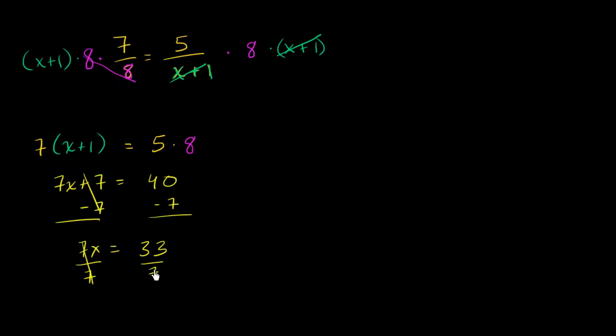And if we want to write that as a mixed number, this is the same thing as 4 and 5/7. And we're done.